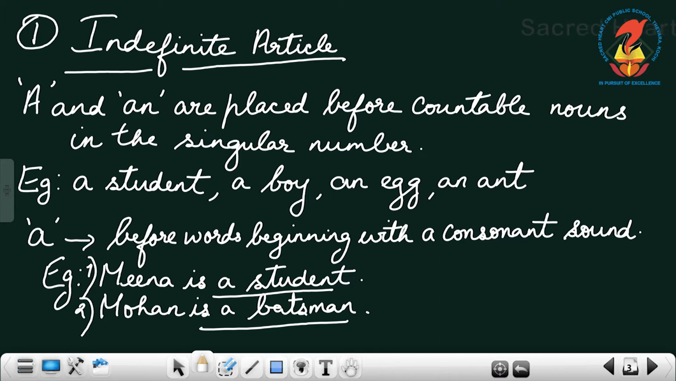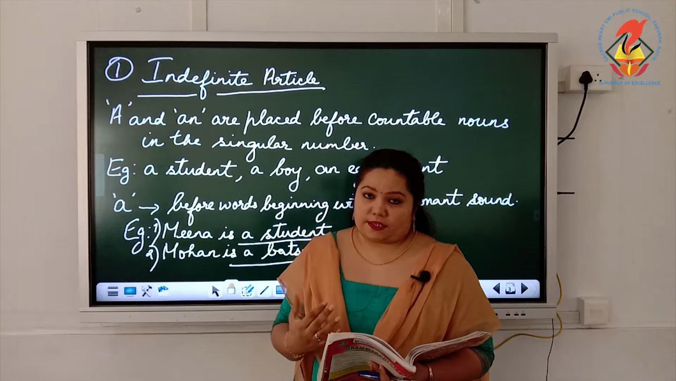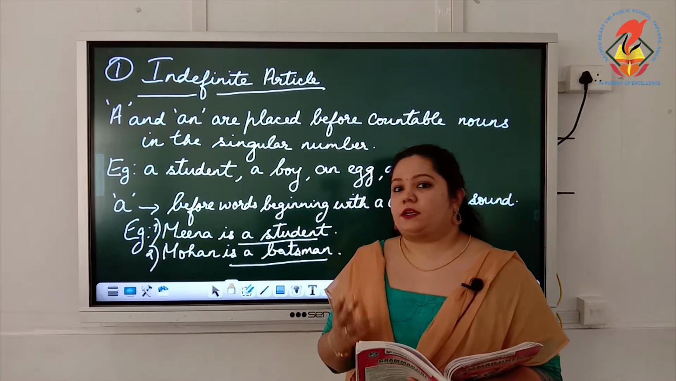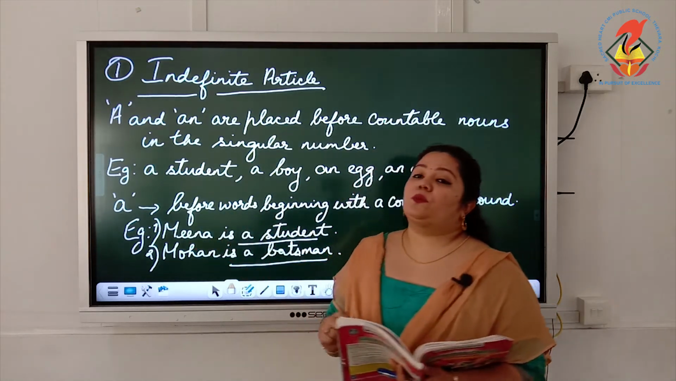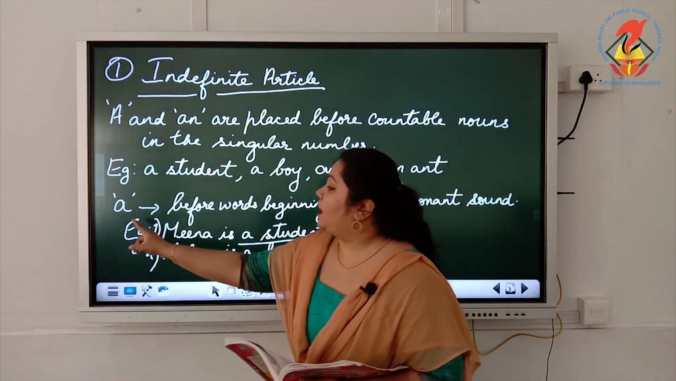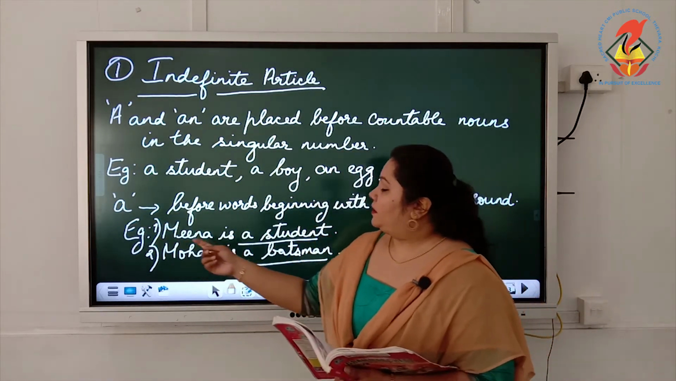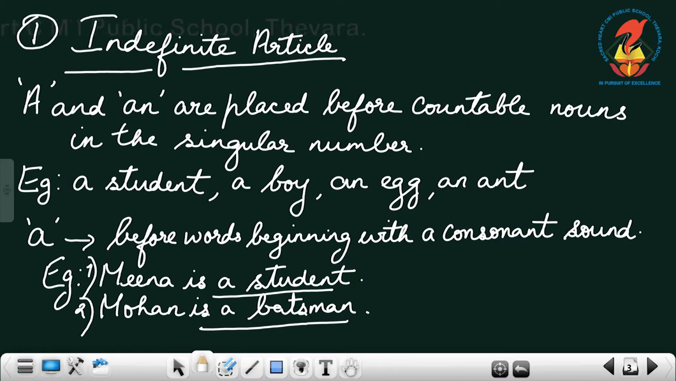And article a is used before words beginning with a consonant sound. We know exactly what is a consonant sound, right? There are two sounds, that is vowels and consonants. So before words that begin with a consonant sound, we use article a. Just look at this over here. Meena is a student, right? So Meena is a student. We write the article a over here because the word student, S, has a consonant sound, right?